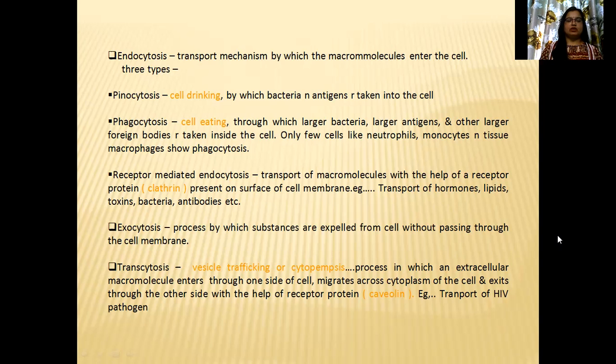Next is transcytosis, or vesicle trafficking or cytopempsis, a process in which an extracellular macromolecule enters through one side of the cell, migrates across the cytoplasm of the cell, and exits through the other side with the help of receptor protein. Example: transport of HIV pathogen.